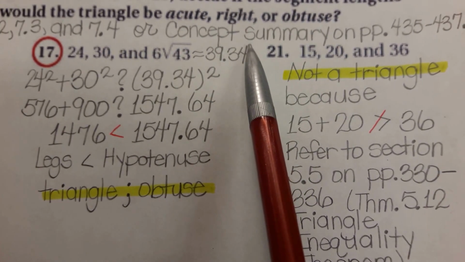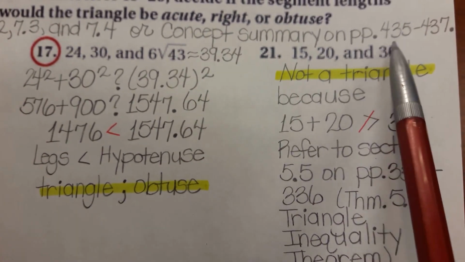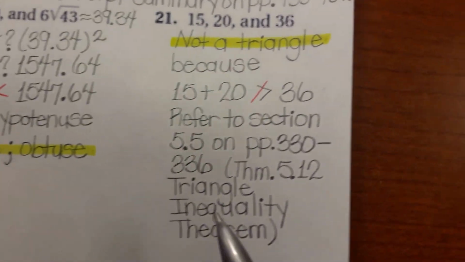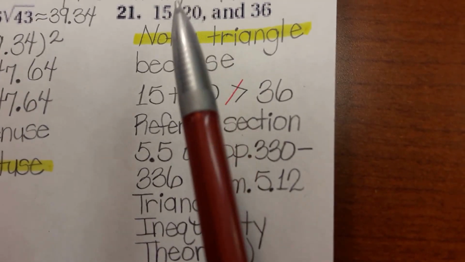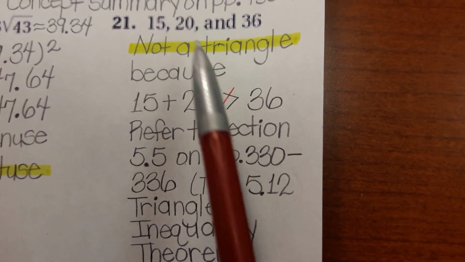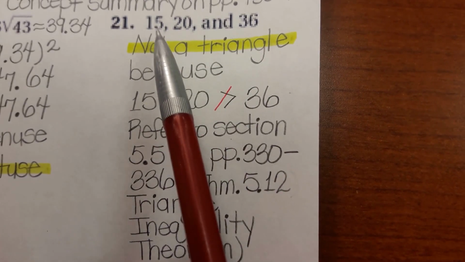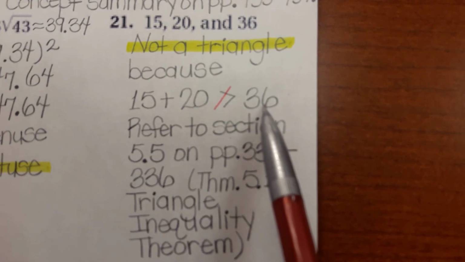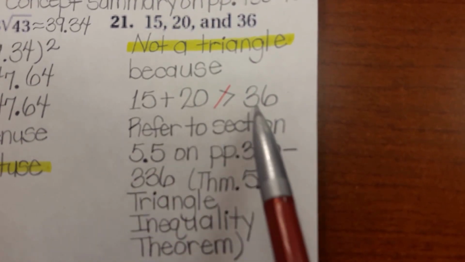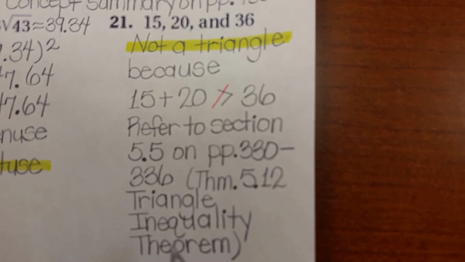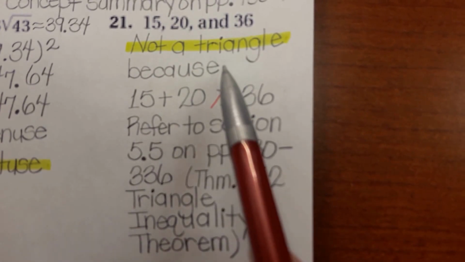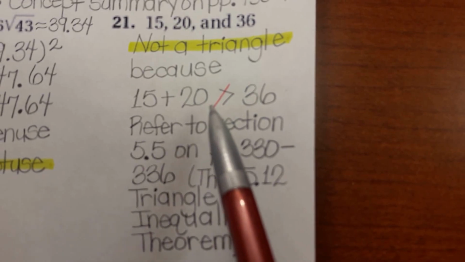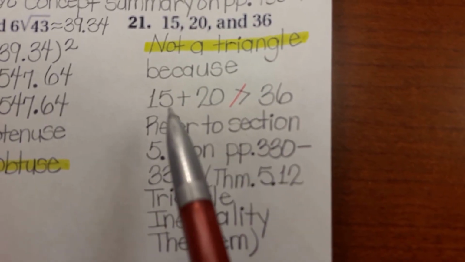Again, look over your concept summary on pages 435 through 436 and the theorems as well. Look at 21. If I look at my three sides, 15 and 20 is not greater than 36. So because it is not greater, it's not a triangle. So by the triangle sum theorem, I can say this is not a triangle. Because this is not a triangle, I don't need to do the rest of the problem.